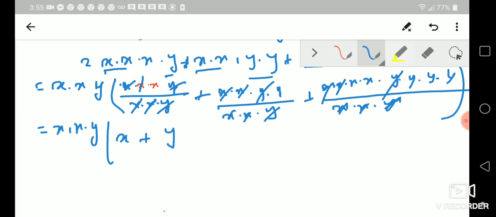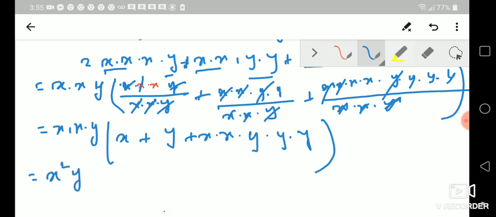Are we left with a y? Yes, we are left with the y, and the last will be left with x dot x and y dot y, we will be left with 3 y's. So if you simplify it, or if we know the exponent multiplication rule, it will be like x plus y plus x square plus y3.